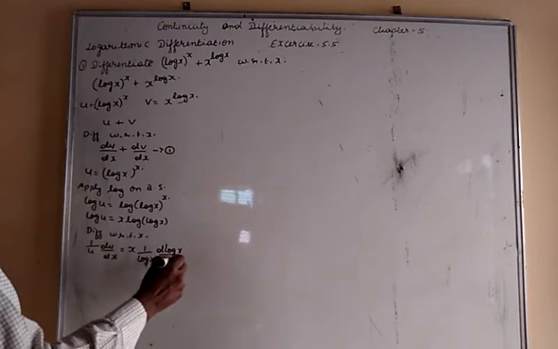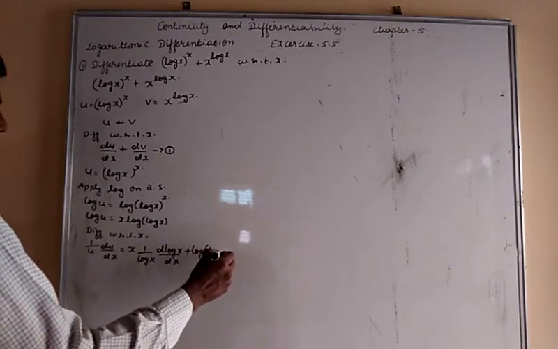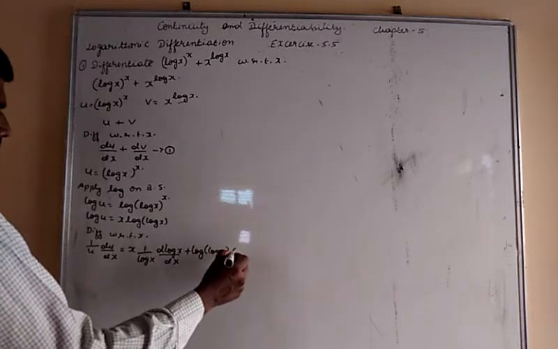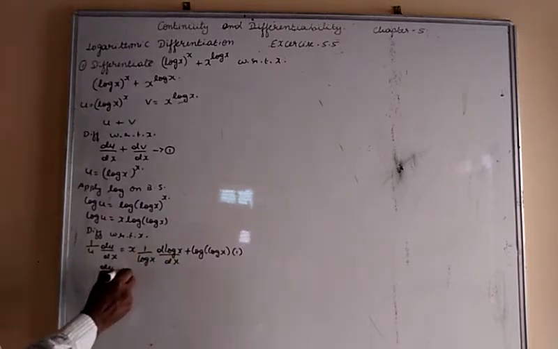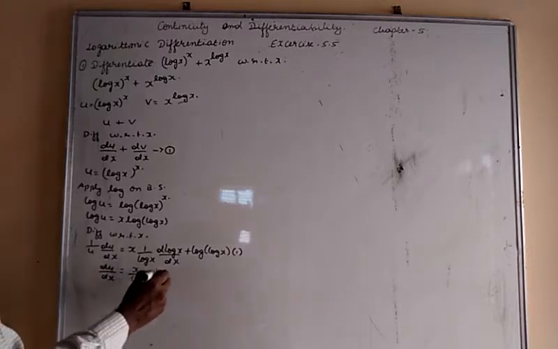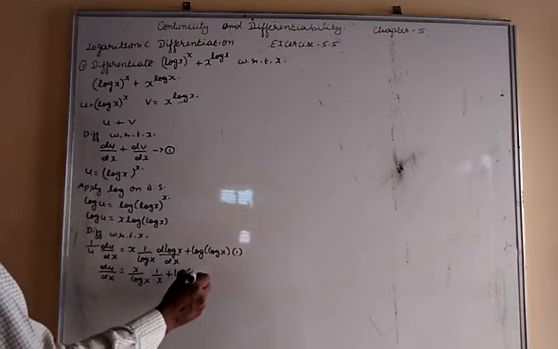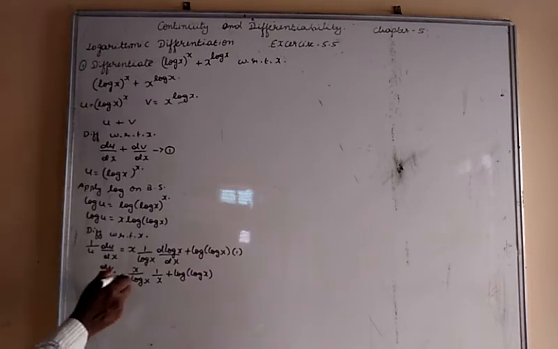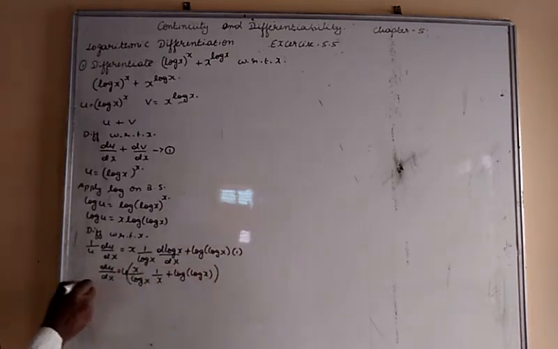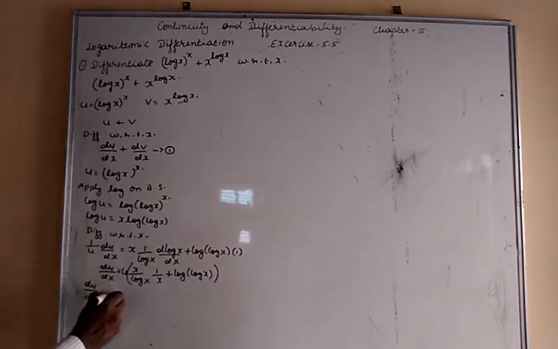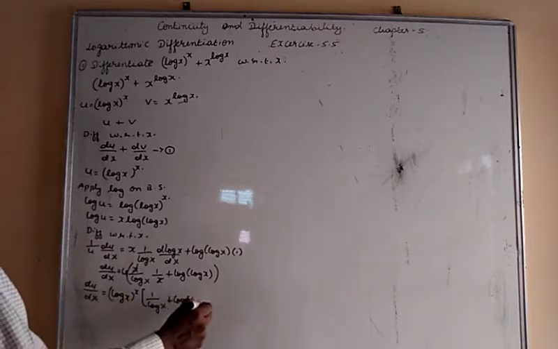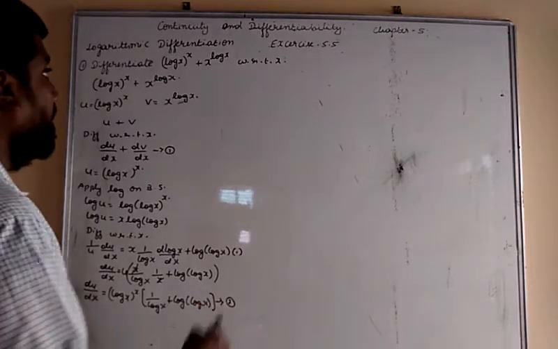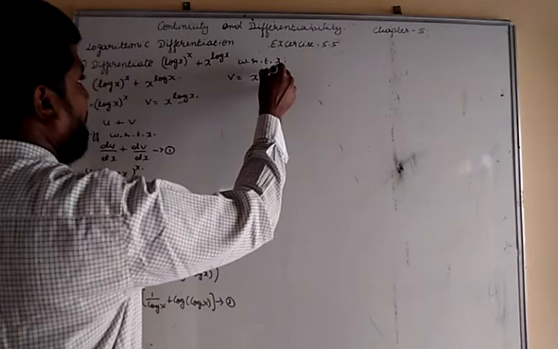plus log of log x, the next differentiation is 1. x differentiation is 1. Here I apply the product rule formula, du by dx is equal to x by log x into 1 by x plus log of log x. So here you have to shift the u to the numerator. Okay, then du by dx is equal to, u means (log x) whole to the power of x, then this x cancels, 1 by log x plus log of log x. This is equation 2.